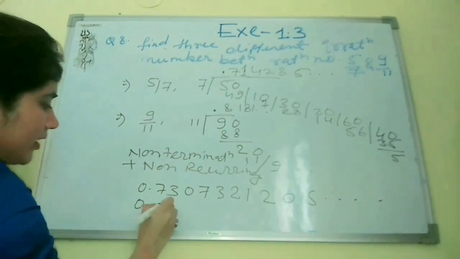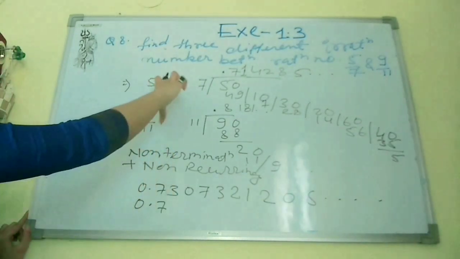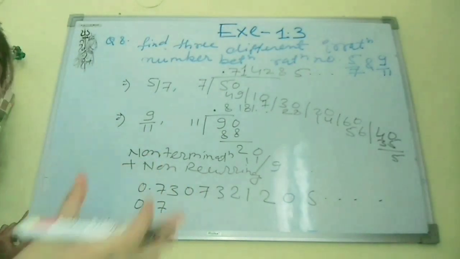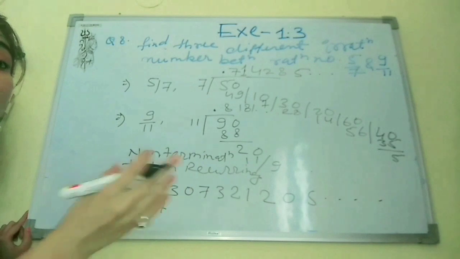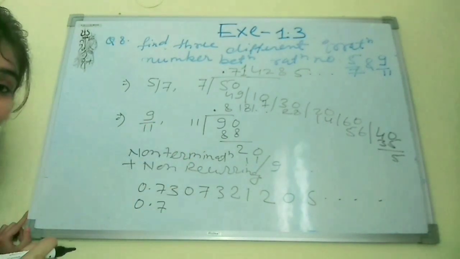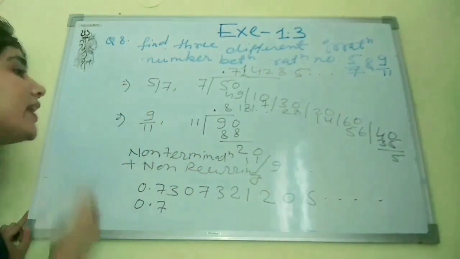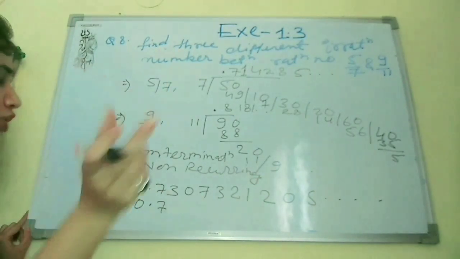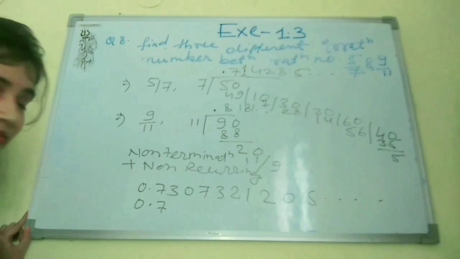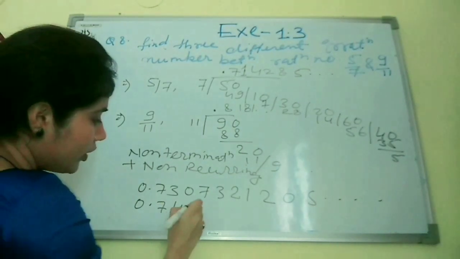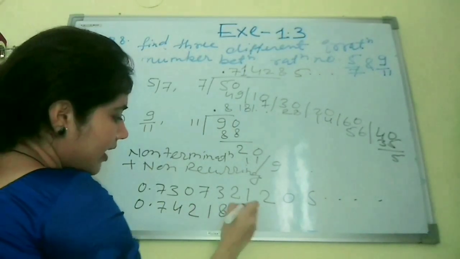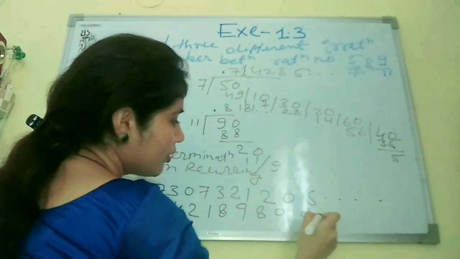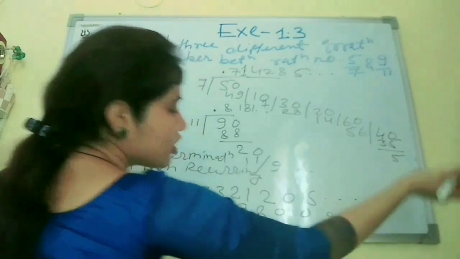Second number we are taking, because between rational numbers we have already seen infinite numbers exist between two rational numbers. So there could be infinite numbers between these two numbers. So we can take any number, but it should follow this condition. 7, 4, 2, 1, 8, 9, 8, 0, 0, 0, and so on.